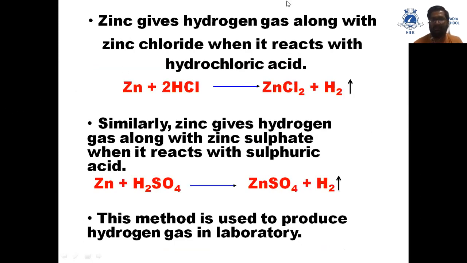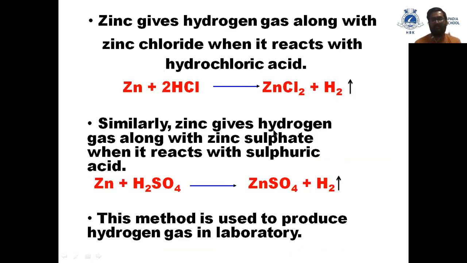Zinc gives hydrogen gas along with zinc chloride when it reacts with hydrochloric acid. Yes, zinc plus 2HCl, hydrochloric acid, gives ZnCl2, zinc chloride, and hydrogen gas is evolved.